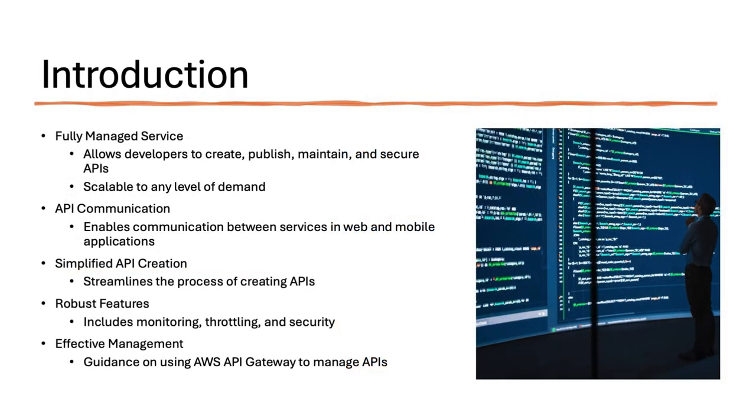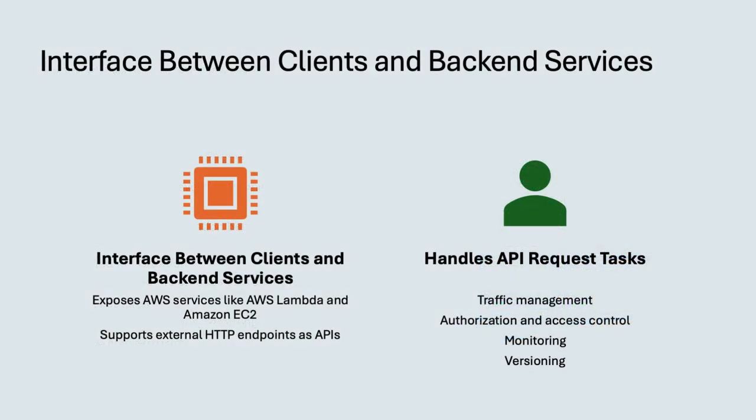AWS API Gateway is a fully managed service for creating, publishing, maintaining, and securing APIs. It simplifies API creation and includes features like monitoring, throttling, and security. This presentation covers its core functionalities and effective management. AWS API Gateway serves as a bridge between clients and backend services. It exposes AWS services and external endpoints as APIs, managing traffic, authorization, monitoring, and versioning.